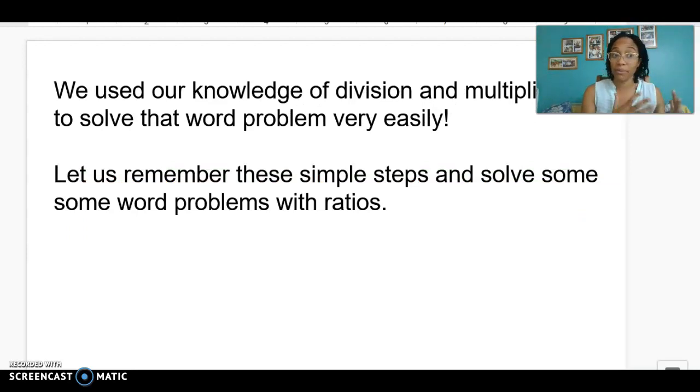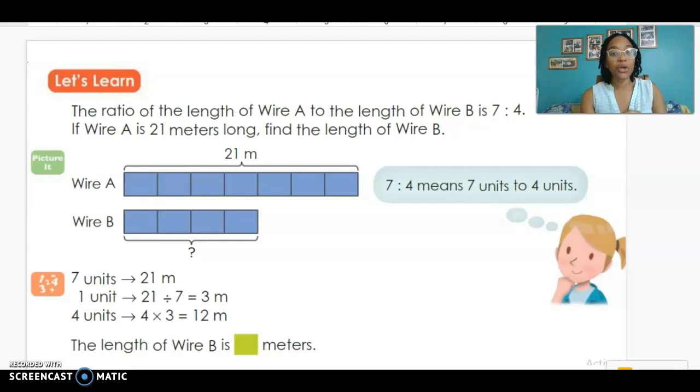Even though the problem was complex and had multiple steps, when we drew it out, we could understand better what it was that we were looking for. Let us remember these simple steps and solve some word problems with ratios. The ratio of the length of wire A to the length of wire B is 7 to 4. If wire A is 21 meters long, find the length of wire B.